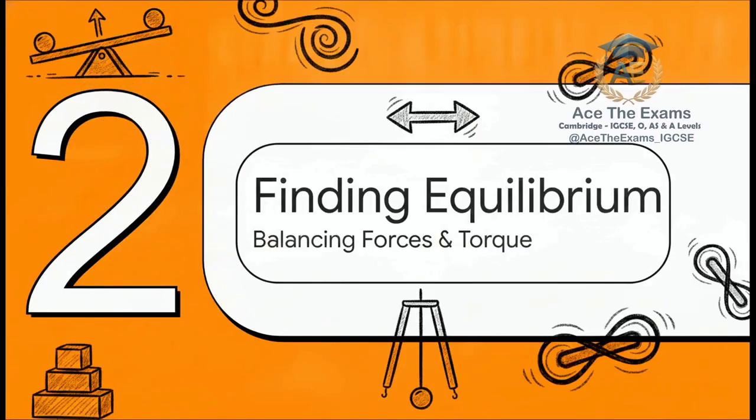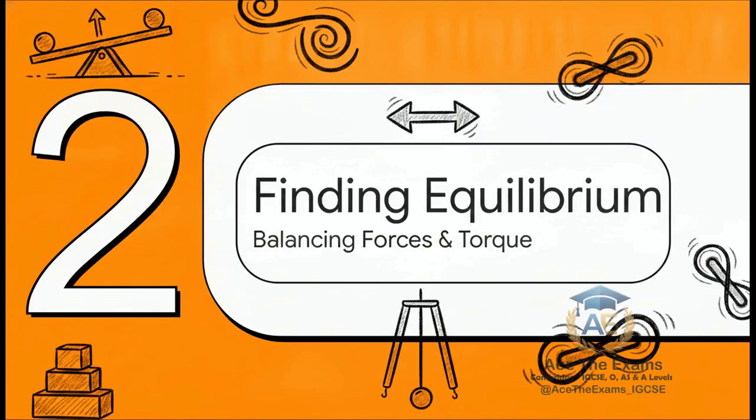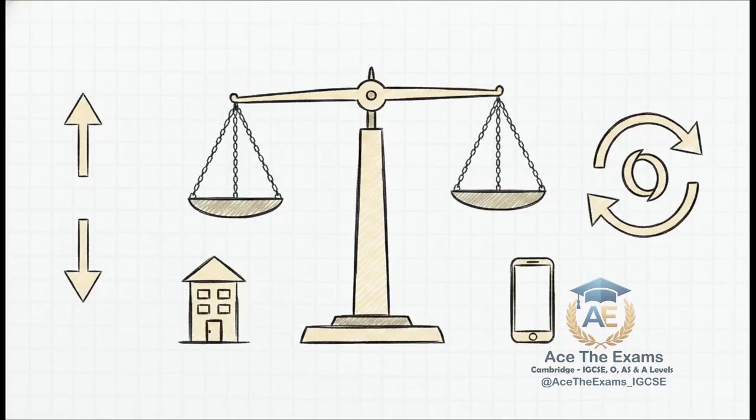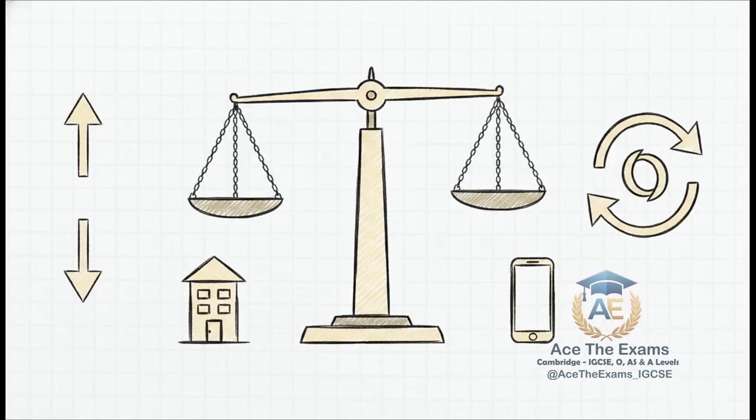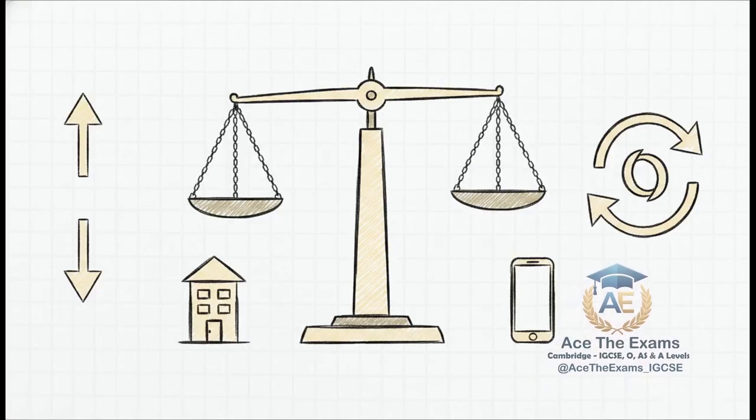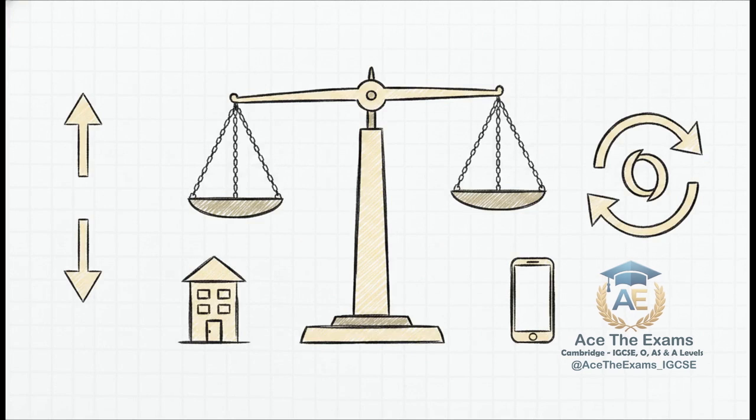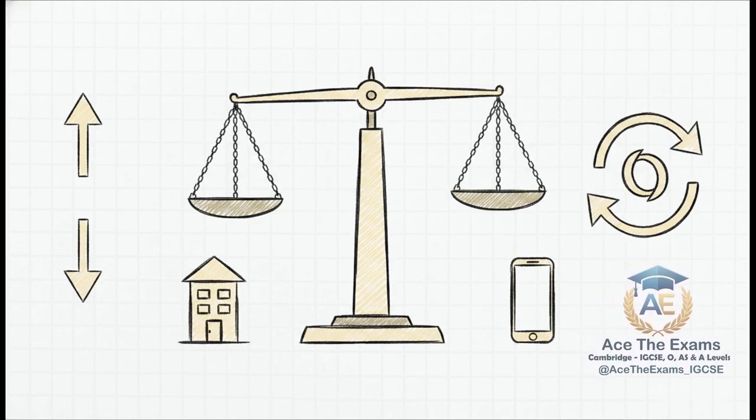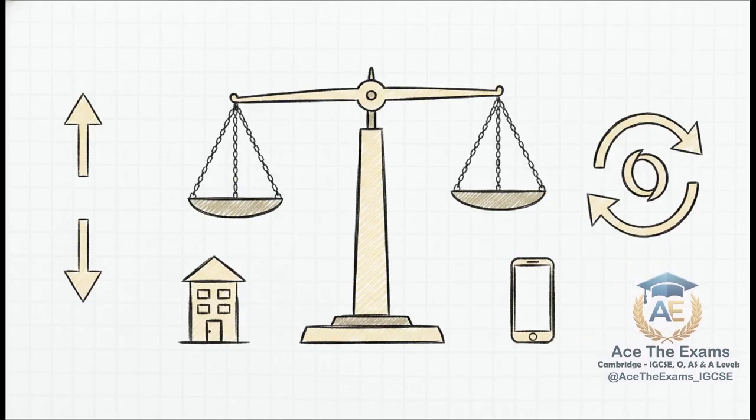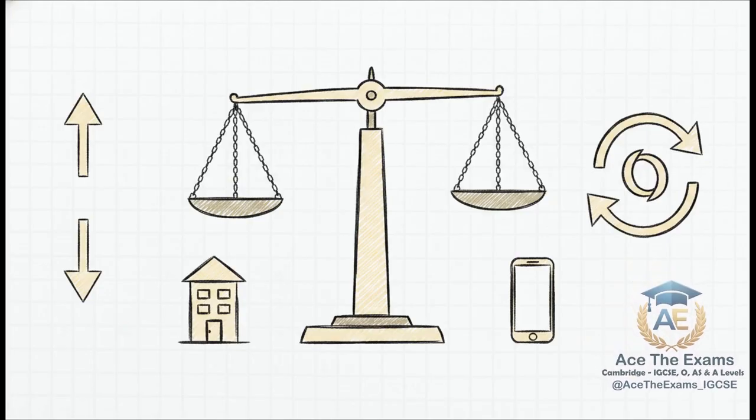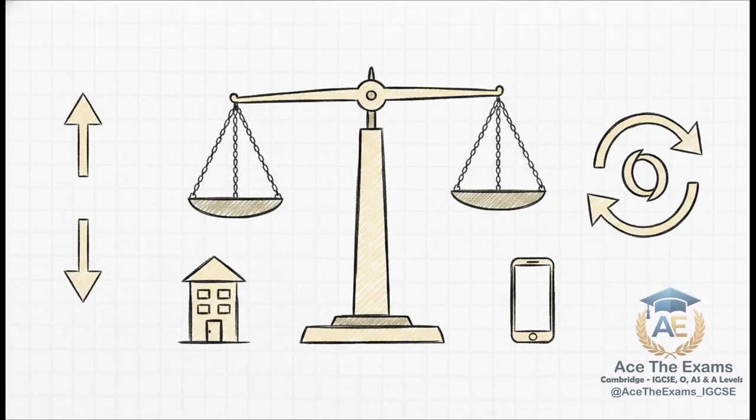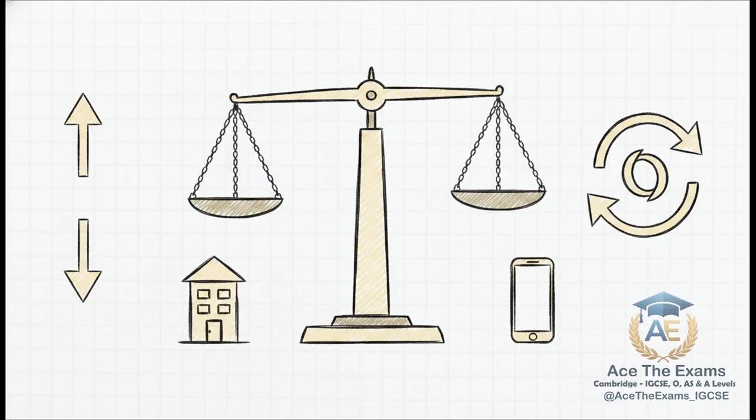Section 2, finding equilibrium. All right, so that covers how to make things rotate, but what if we want things to stay exactly where they are? Okay, for a tiny point object to stay perfectly still, the overall force just needs to be 0. Easy enough. But for real-world objects, bridges, buildings, the phone you're holding right now, there are 2 strictly enforced rules for perfect equilibrium.